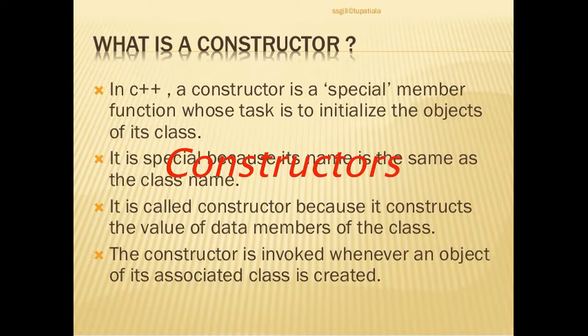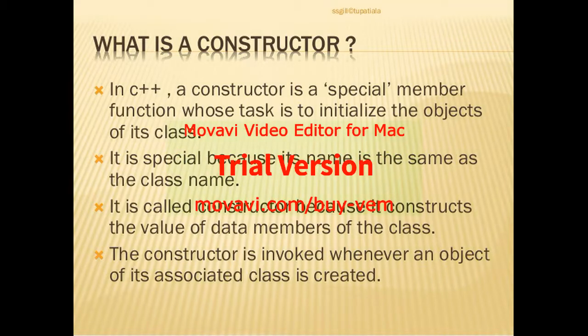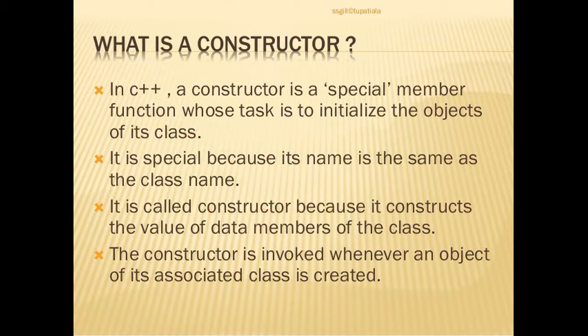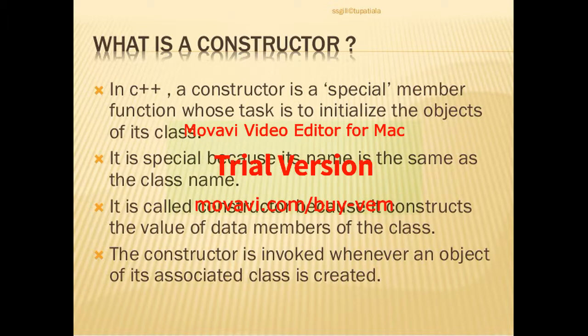Now we learn about constructors. So guys, what is a constructor? In C++, a constructor is a special member function whose task is to initialize the object of its class. It is special because its name is the same as the class name. It is called a constructor because it constructs the value of data members of the class. The constructor is invoked whenever an object of its associated class is created.